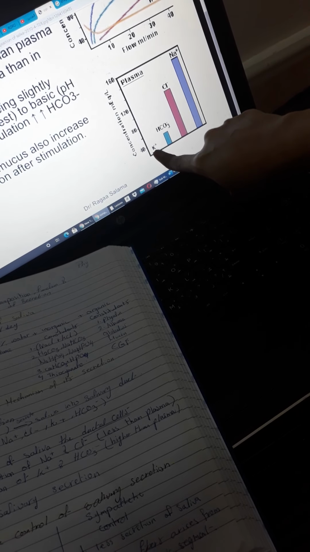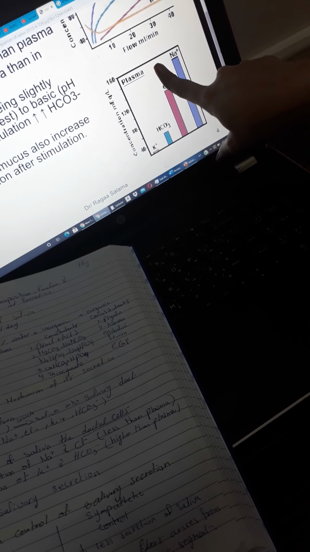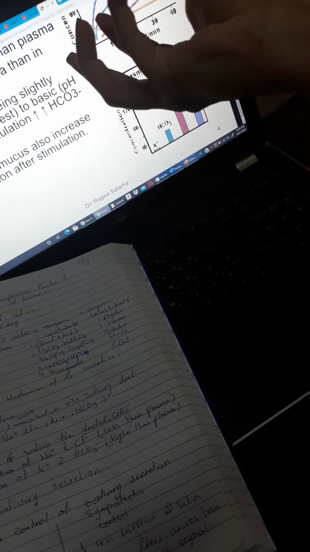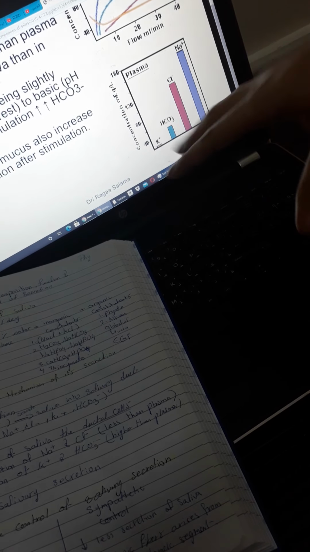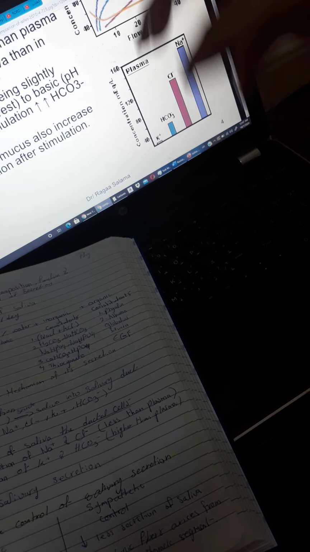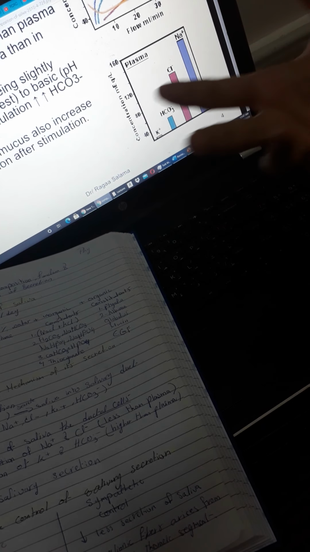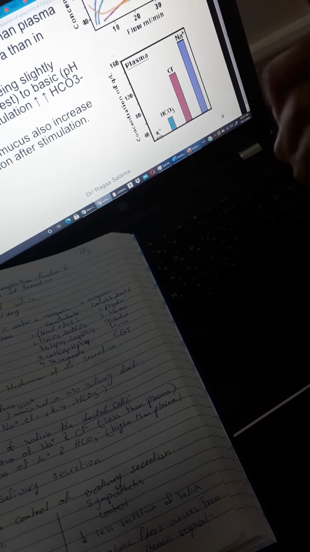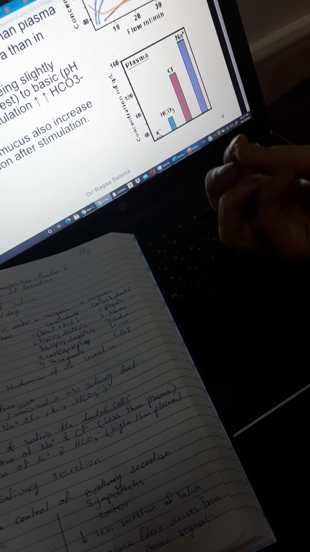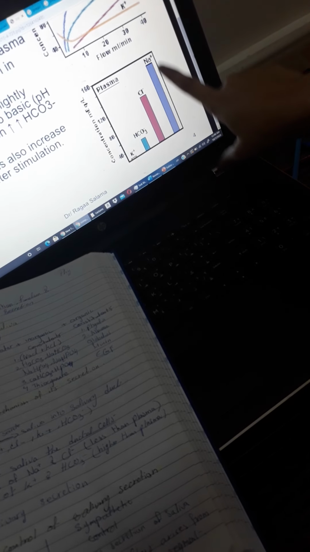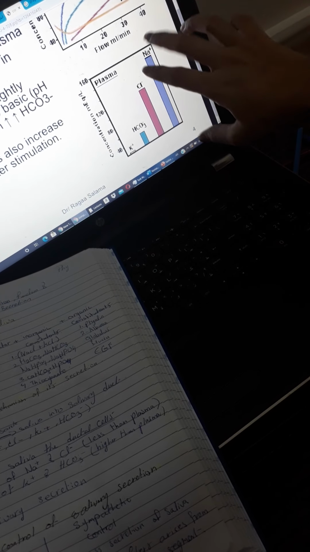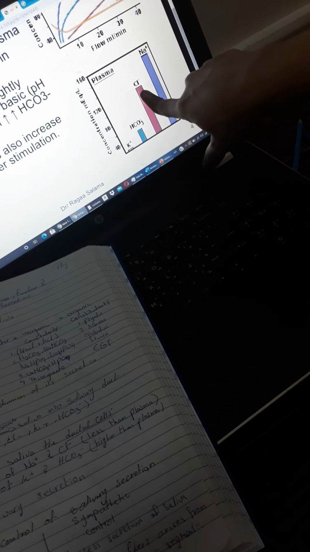As we can see in this picture, it shows the concentration of sodium, chlorine, bicarbonate and potassium in the plasma. As I mentioned, it's hypotonic, that means it has a low concentration of sodium and chlorine, so the plasma has more, outside is more, inside is less. Outside in the plasma the concentration of sodium and chloride is higher.